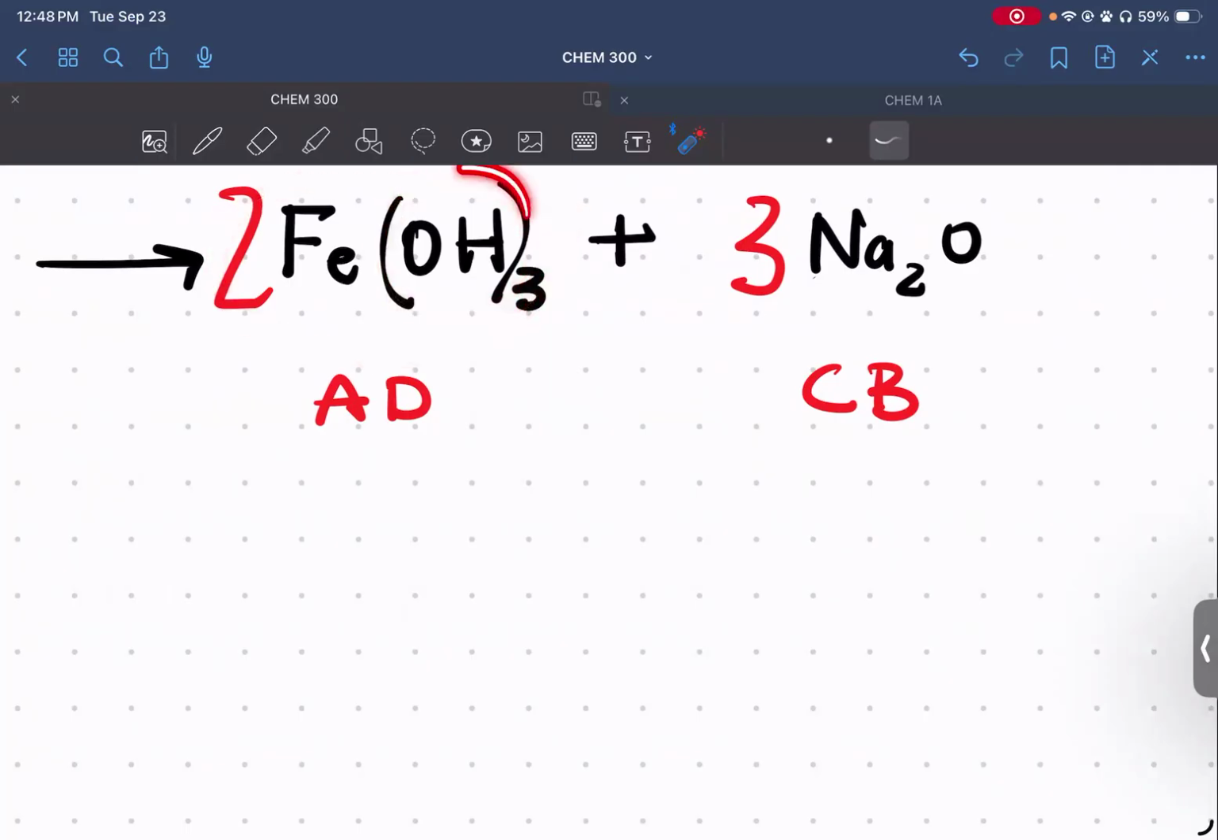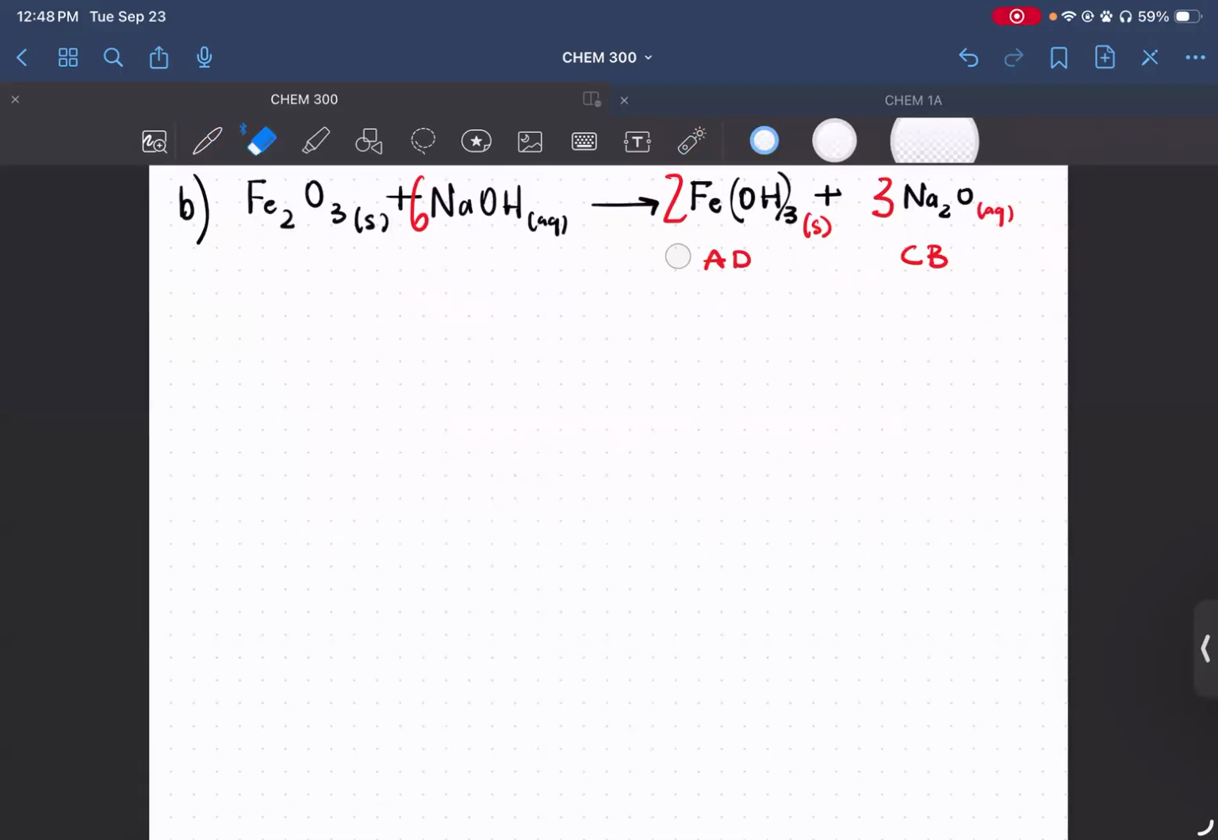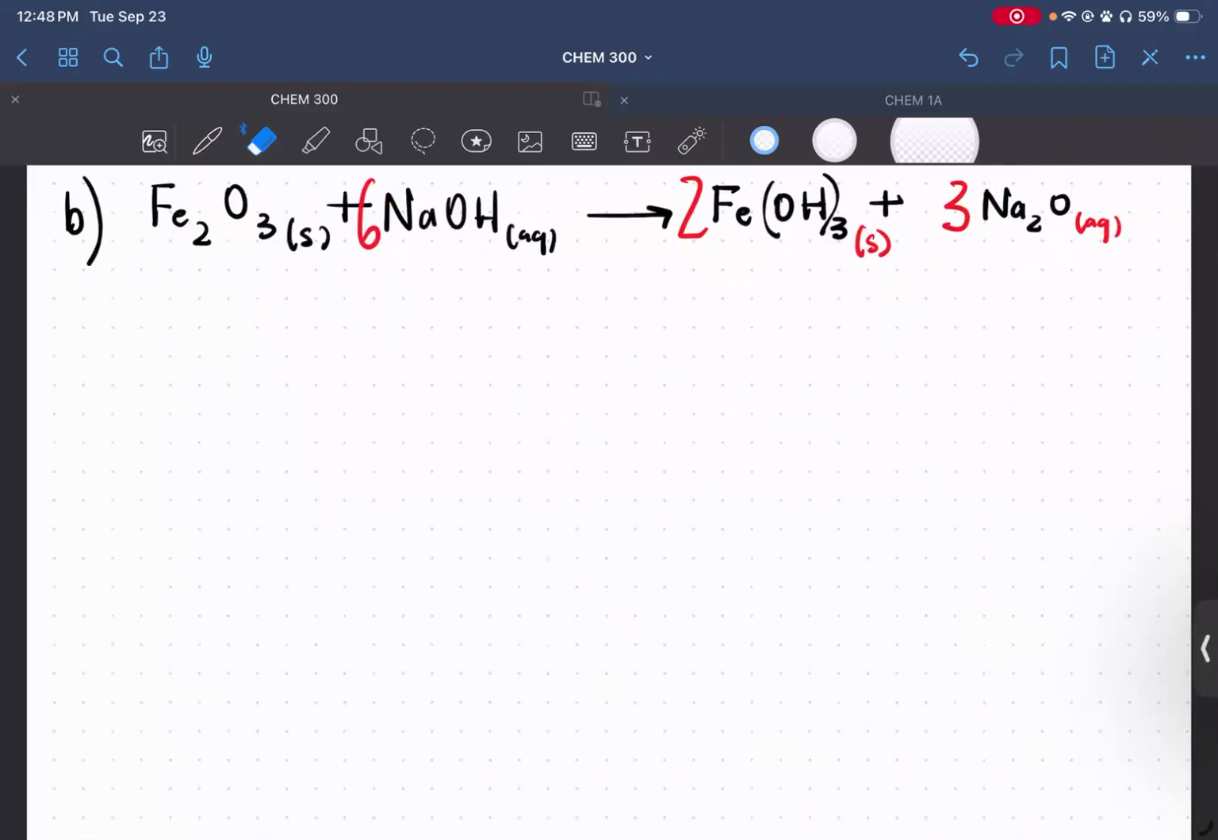If the compound contains an OH, then it is solid. Is iron an exception? No. So this is solid. Sodium, group 1 cation, is aqueous, no exceptions. And that's that right there.